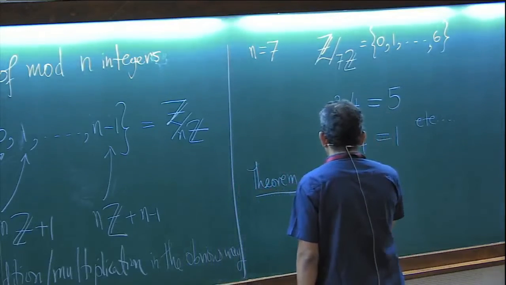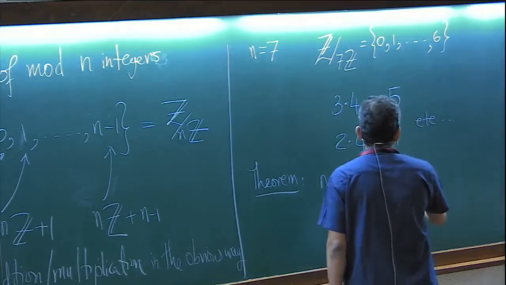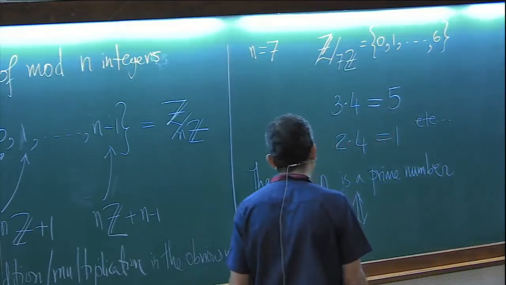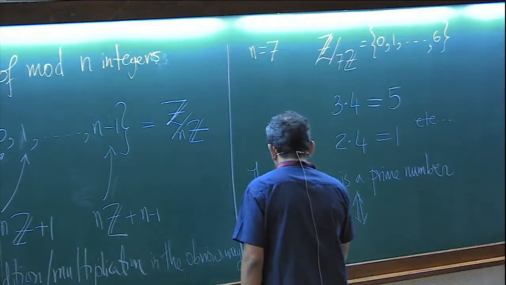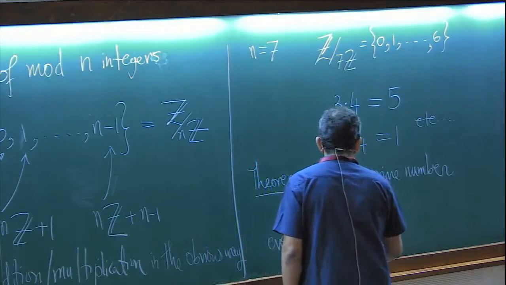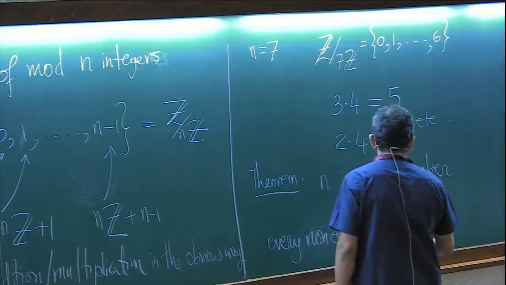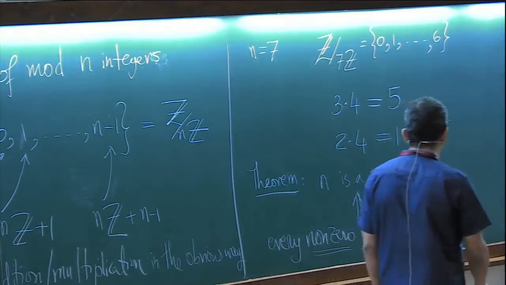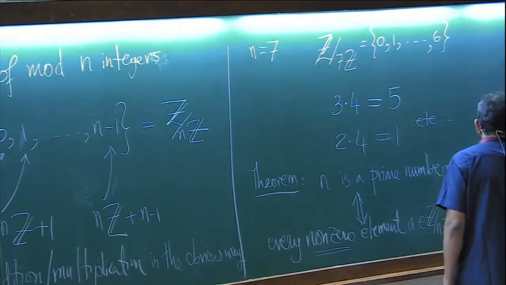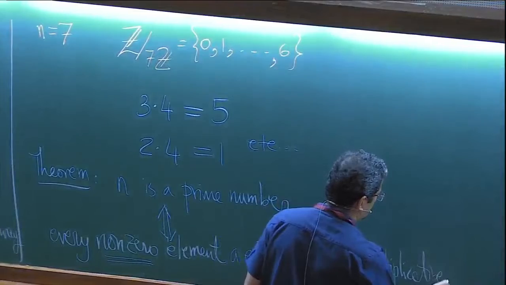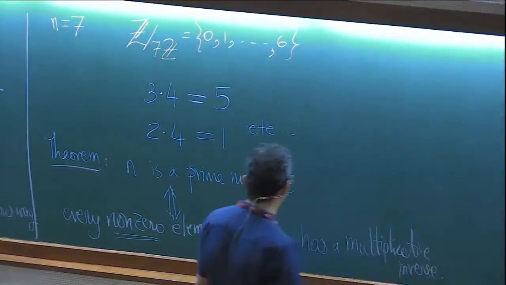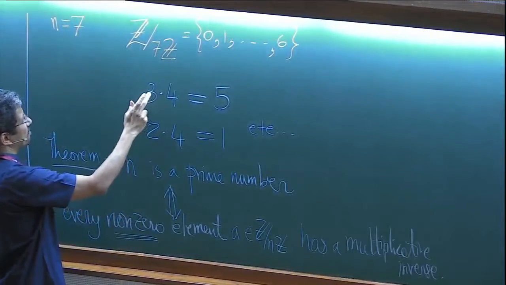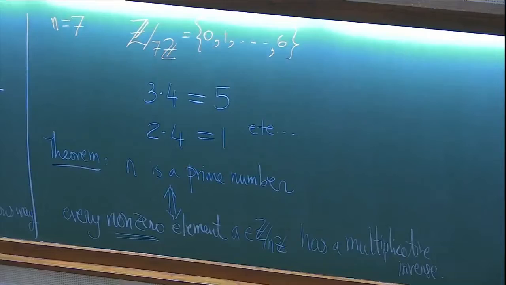So n is a prime number if and only if every non-zero element A in Z mod nZ, but non-zero is important, has a multiplicative inverse. So that means there is an element B such that A times B is 1. So for example, 2 has a multiplicative inverse 4, because 2 times 4 is 1. The multiplicative inverse of 3 is going to be maybe 5. Yeah, 3 times 5 is 1. And so on and so forth.